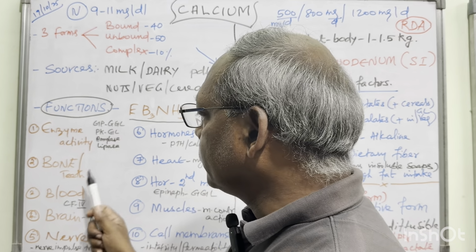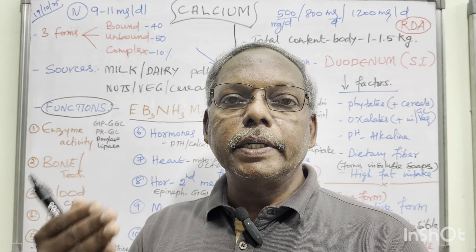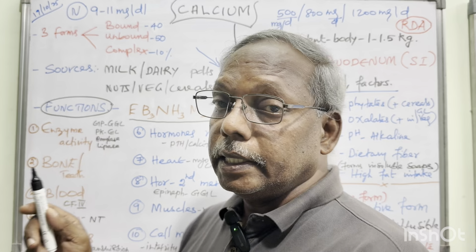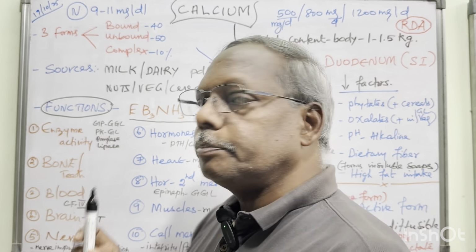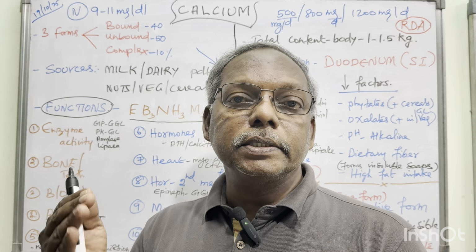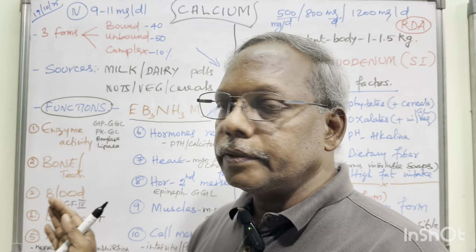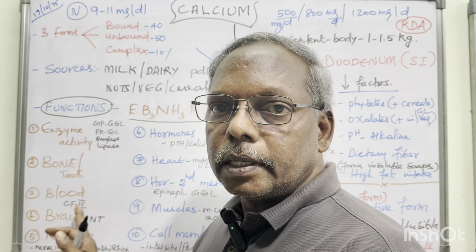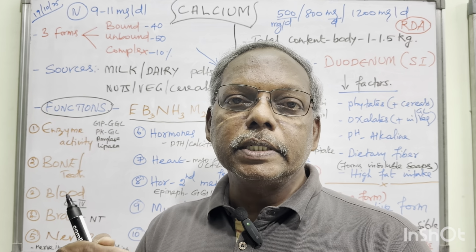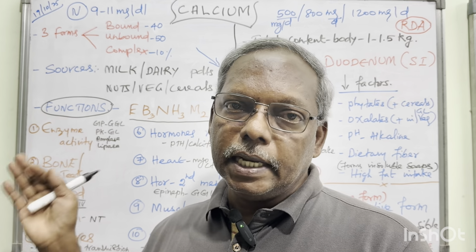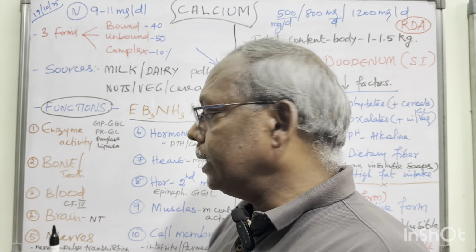Okay. Second one is bone and teeth. You all know very well. Formation of bone and teeth is by calcium. 99% of calcium is present in bones and teeth only. Third is blood. In blood, coagulation factor 4 is dependent on calcium only. Coagulation factor, clotting factor 4. Next is brain, where some neurotransmitters are released with the help of calcium only. So for the release of neurotransmitters, calcium is very, very necessary.